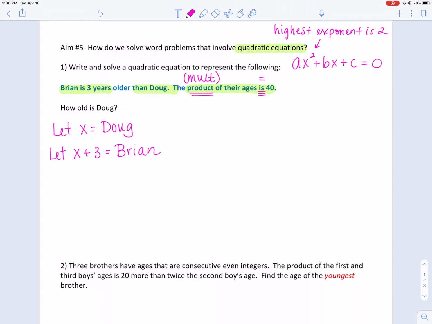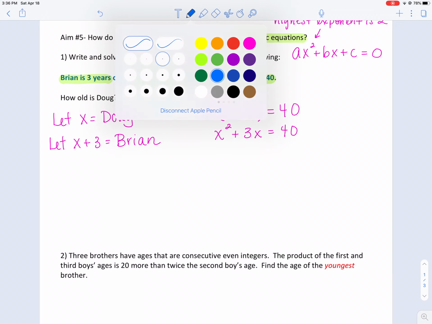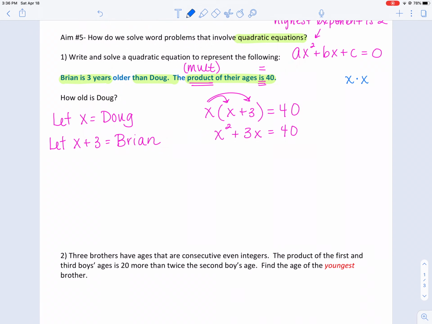So how would I show multiplication of Doug and Brian? X times X plus 3. When I say times, I show it with parentheses. That's the best way to show multiplication. And their product equals 40. So now we solve. We distribute X to both terms, and we get X squared plus 3X equals 40. So again, just like a little reminder, remember that X times X is X squared, or X to the second. X plus X is 2X, okay? Just like a little helpful hint.